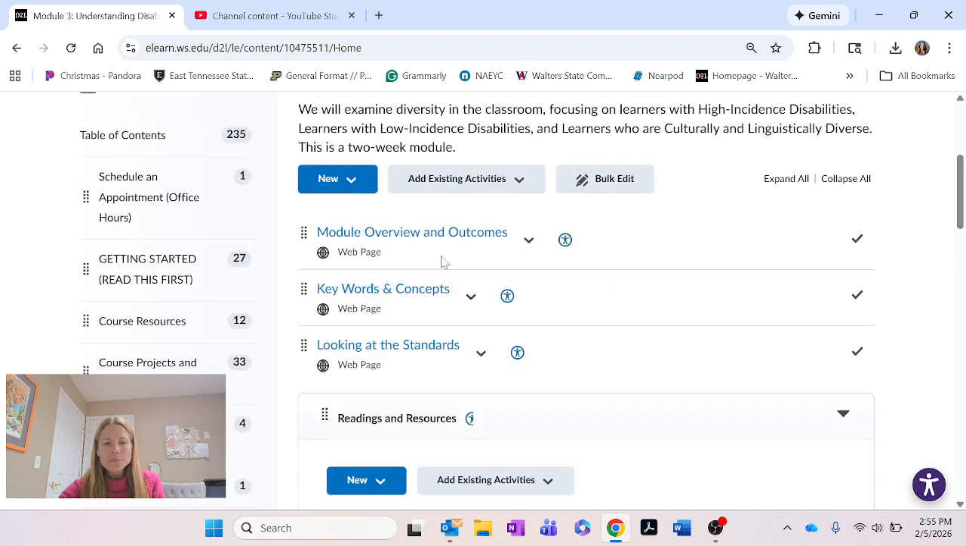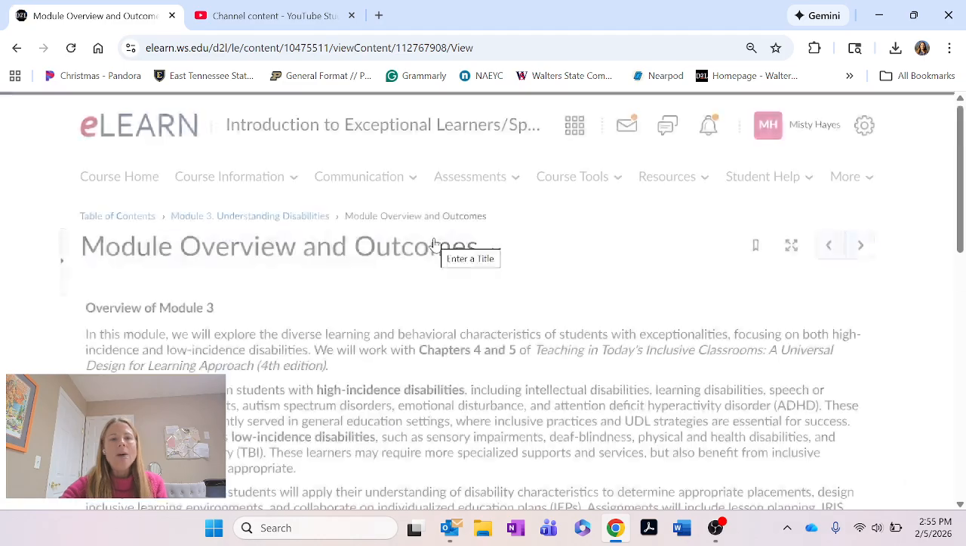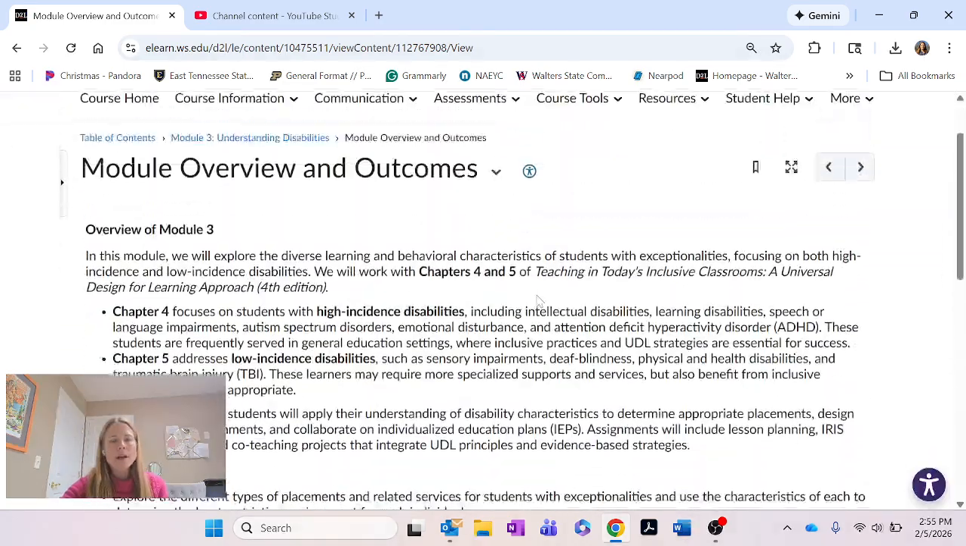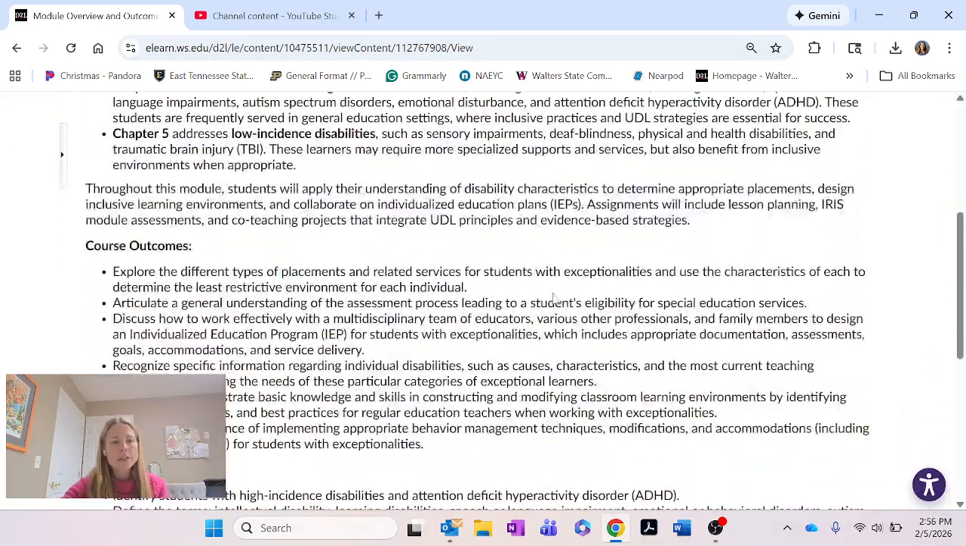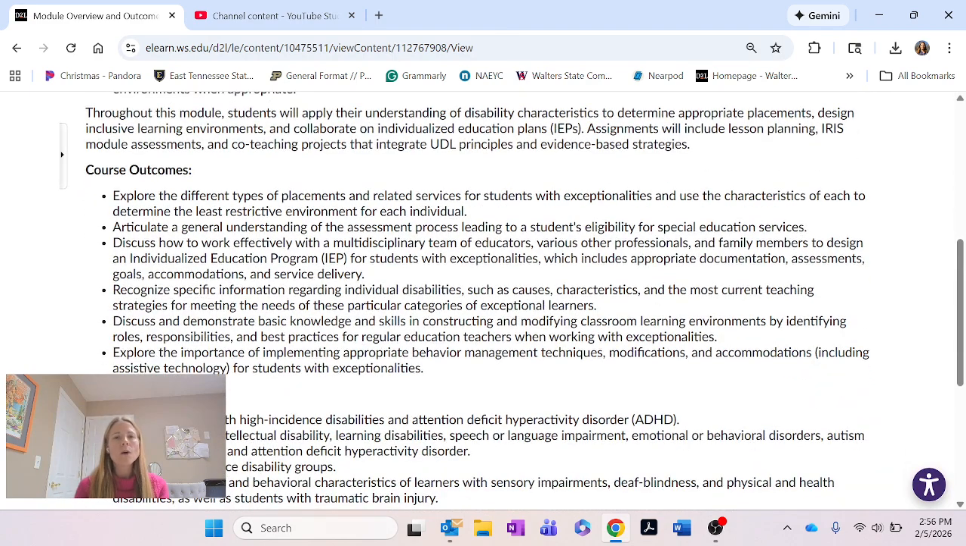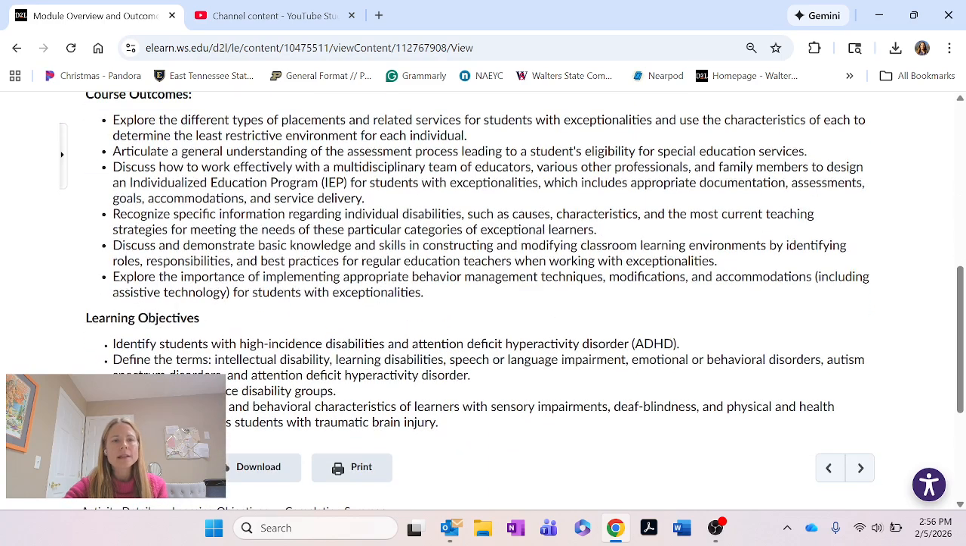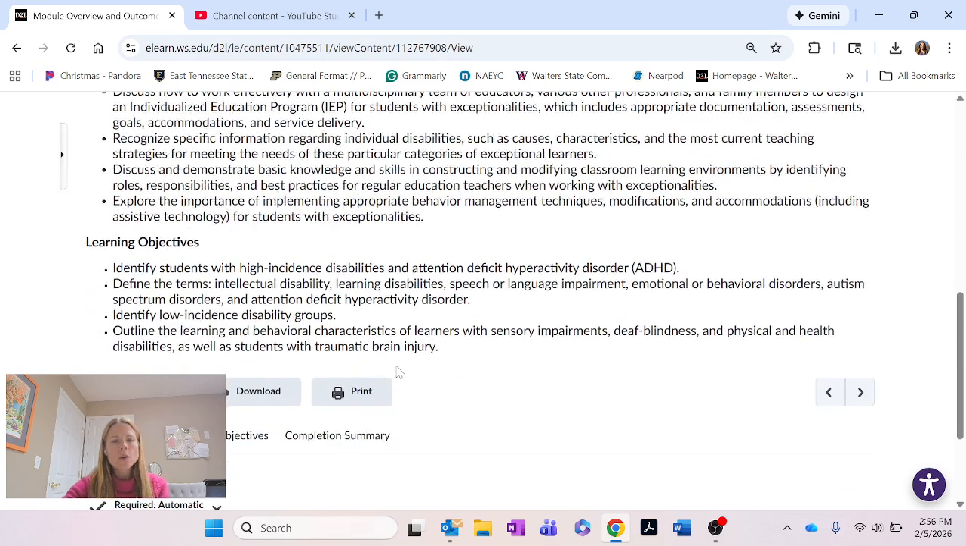So with this, our overview and outcomes section is really going to help you see what we hope to accomplish, what are our objectives, and then how are they connected to our course outcomes. So what we're going to focus on with this 2-week module is we're going to identify students who have high incidence disabilities and also attention deficit hyperactivity disorder, known as ADHD.